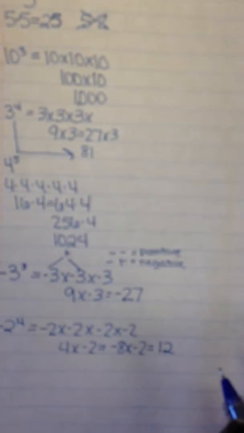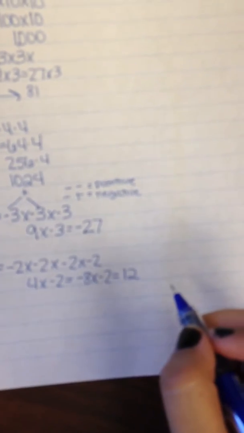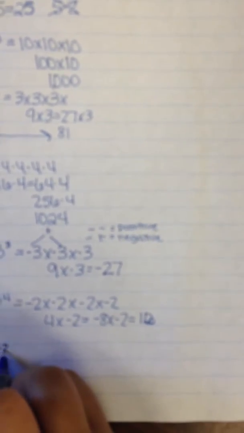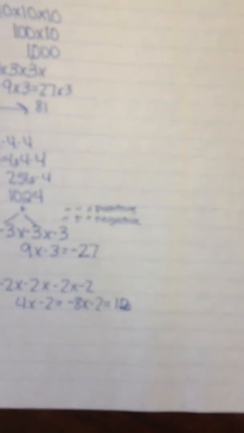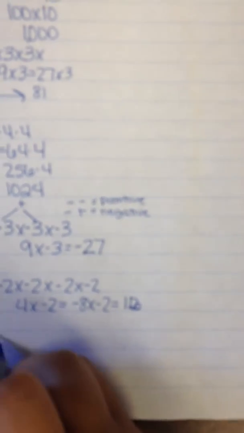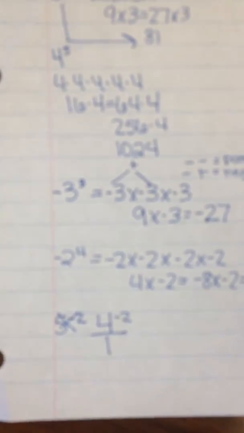Now, we're going to do a negative exponent with a positive base. Let's do 5 to the negative 2. Now, I'm sorry, I meant 4 to the negative 2. My apologies. So, first what we're going to do is change it to 4 to the negative 2 over 1, because anything over 1 is just the same number.